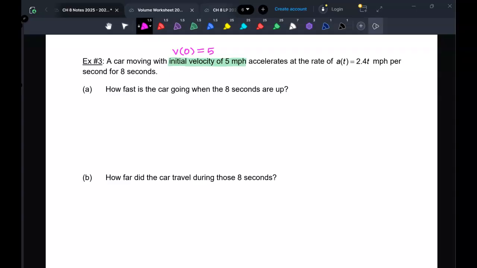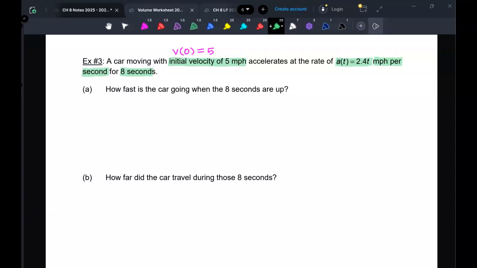Okay, when we have application problems, it's helpful to just identify with symbols what we have. The car accelerates at a of t equals 2.4 miles per hour per second for 8 seconds. So remember, acceleration is a linear unit, like miles or meters, but then it's per unit of time per unit of time. So in this case, it's per hour per second. That's important.